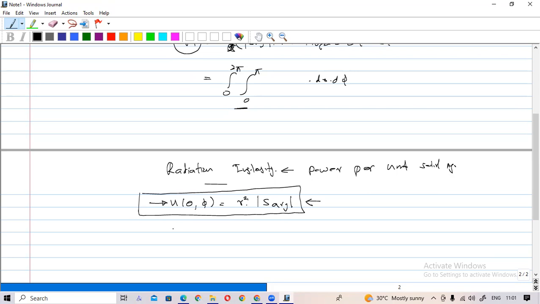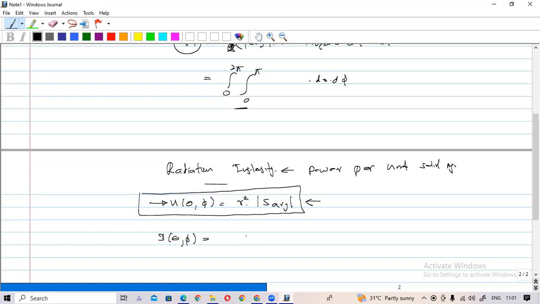So you can see that the U is given in that question, okay? In the second question, radiation intensity is given, okay? And this is the definition for the radiation intensity, okay? And you are asked to find the directivity, okay? So directivity function means D of theta, phi. It is also a function of theta and phi, okay?